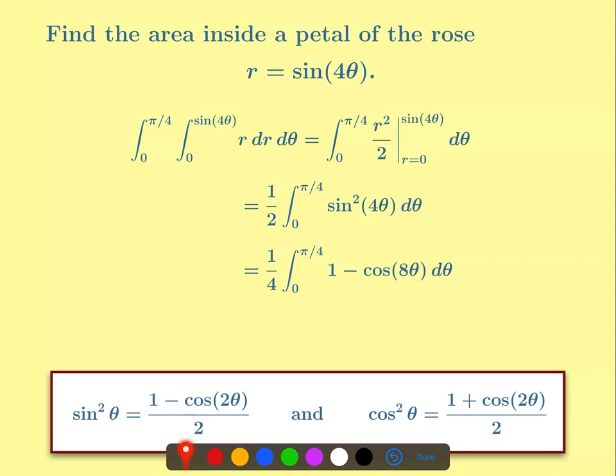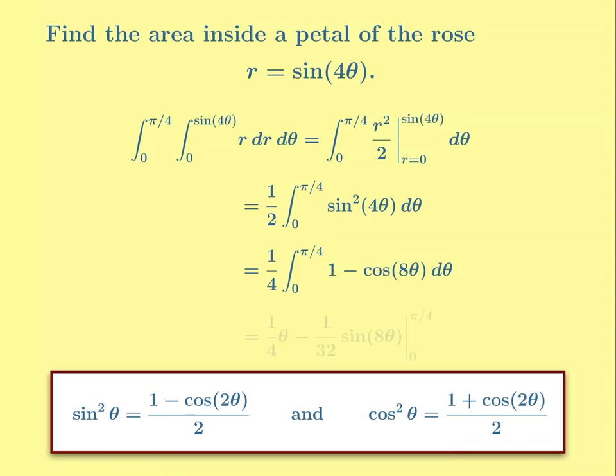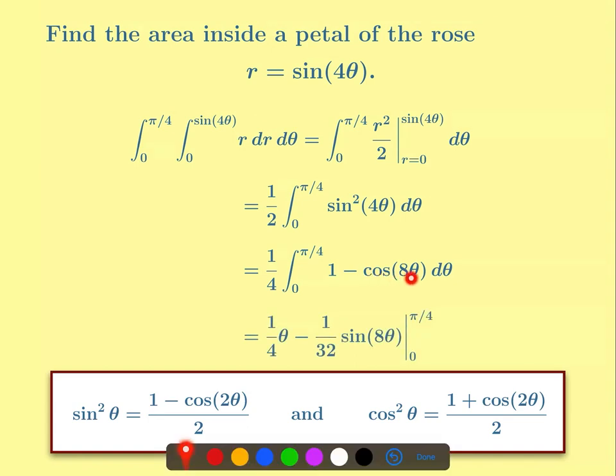So I need to integrate each of these. This is going to give me theta. Now the cosine of 8 theta, when you integrate that, you're going to get sine of 8 theta over 8. So why do I have 32 here? It's because of the extra 4 down here, this is 1/4 times this integral. So I have 1/4 times 1. When I integrate that, I get 1/4 theta. I have, again, sine of 8 theta over 8 when I integrate this, but times 1/4, that gives me 1 over 32 times sine of 8 theta.